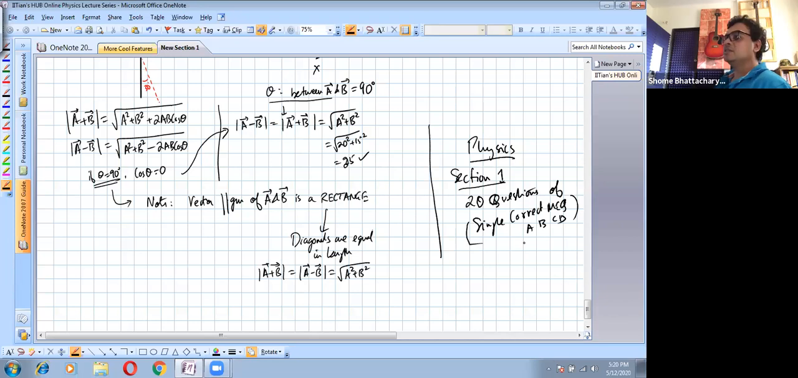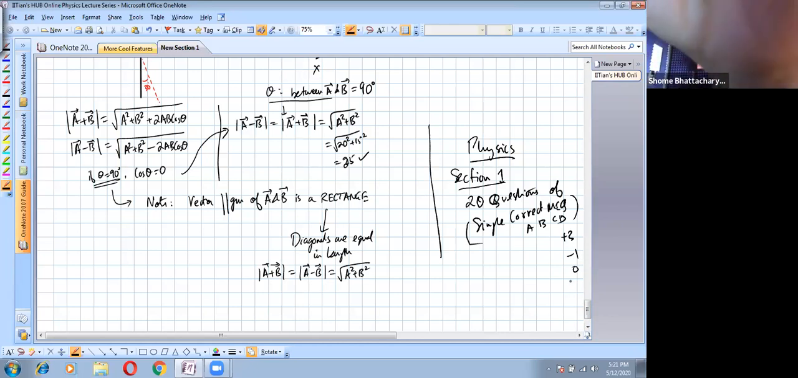For the correct answer, you will get plus 3 marks. For the wrong answer, you will get -1. And if you leave the question, you will get 0. So if you mark the correct one of A, B, C, D, you will get plus 3. If you mark the wrong one, you get minus 1.